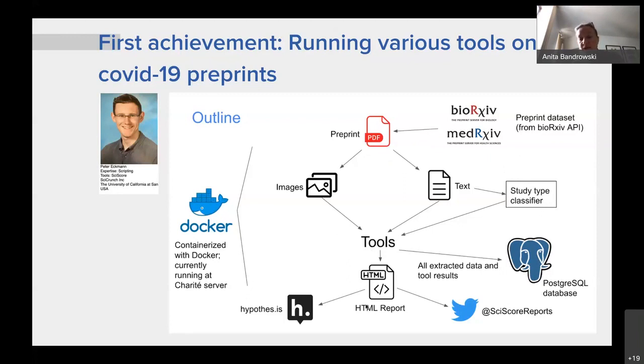All of that is aggregated into an HTML report, and that is posted to two places, including hypothesis, and I'll show you that. And also there's a Twitter version, which is a very abbreviated report. Of course, everything gets stored in Postgres for later analysis.